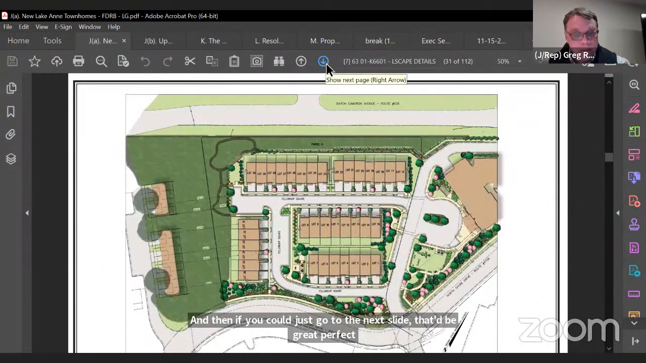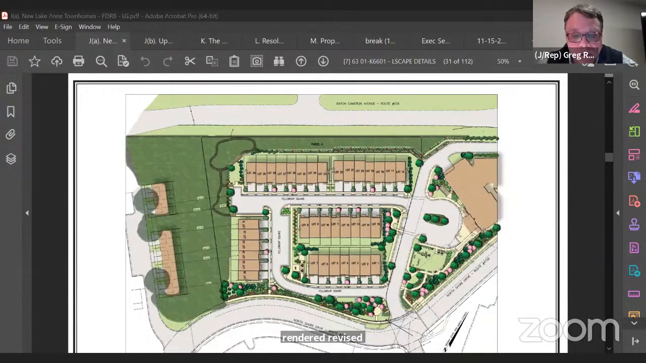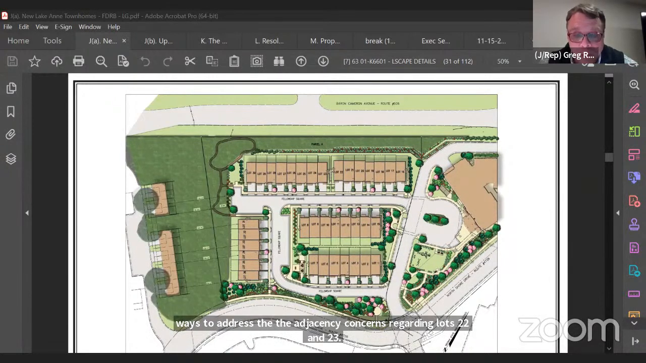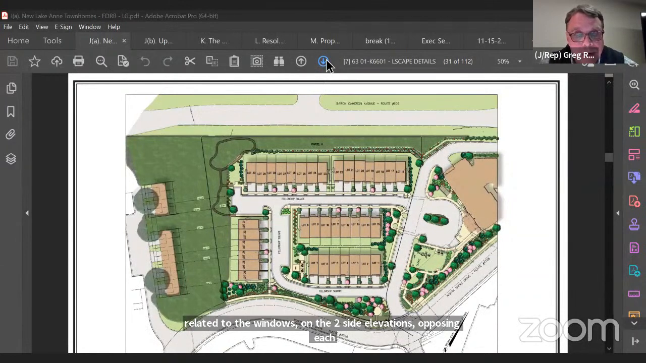Perfect. So this is our rendered revised site plan, and this exhibit addresses bullets 1, 3, and 4 of the decision letter. In bullet 1 of the decision letter, we were asked to look at ways to address the adjacency concerns regarding lots 22 and 23. We have homes where we have side entries proposed, and there were some concerns raised about just how close the stoops were, and projections coming off the sides of the homes, and also I think some privacy concerns related to the windows on the 2 side elevations opposing each other directly, and we were asked to look at ways to address that.